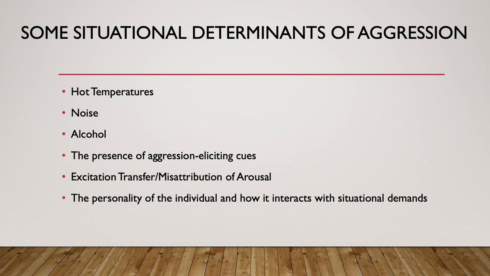Sometimes something can be an aggression eliciting cue because it's associated with someone or something that's been a source of anger or frustration to you. So for example, if I have made you very angry for some reason, any cue that reminds you of me could be an aggression eliciting cue. Other cues, like weapons, for example, are aggression eliciting cues because they're intimately associated with violence and aggression.